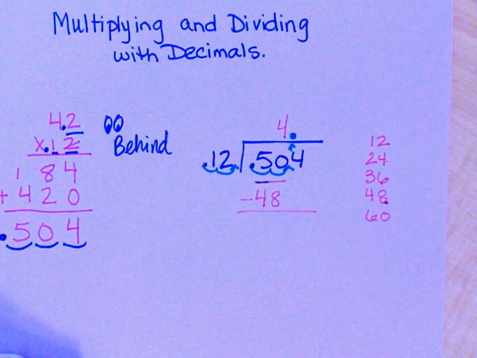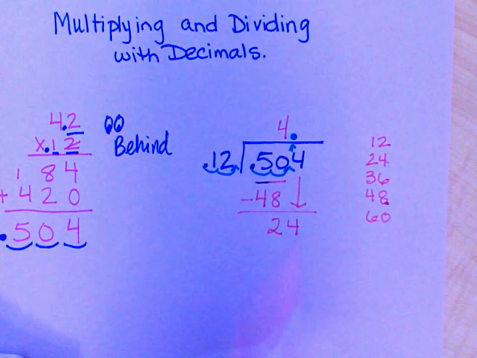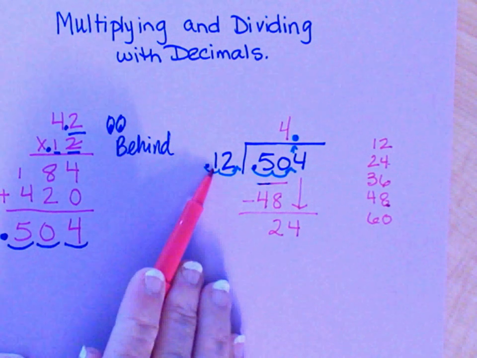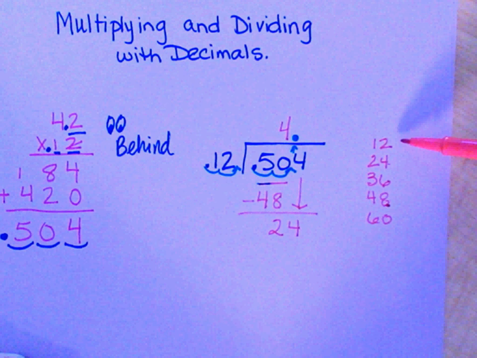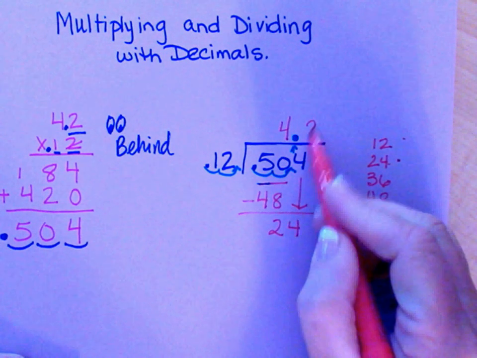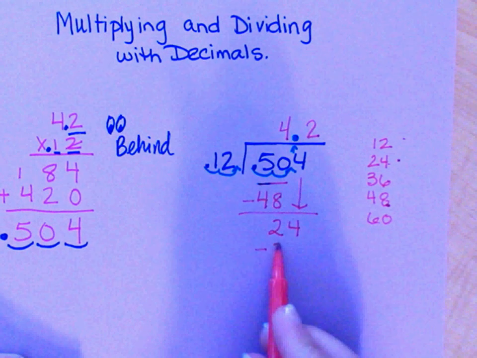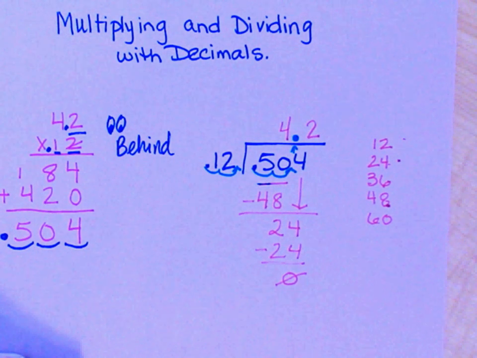When I subtract 48, I'm left with 2. Bring down the 4. Now I'm going to ask myself how many times 12 goes into 24. And again, I can check my math facts over to the side, and there is 24, and it goes into it 2 times. And I subtract the 24, and I zero out. It's very important to zero out.